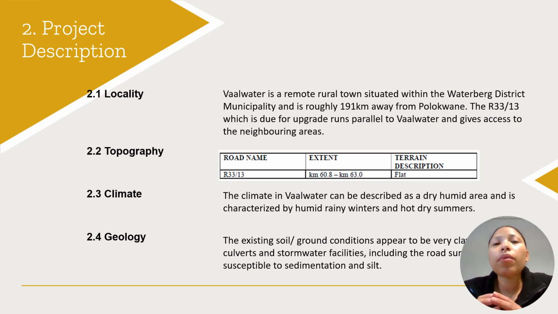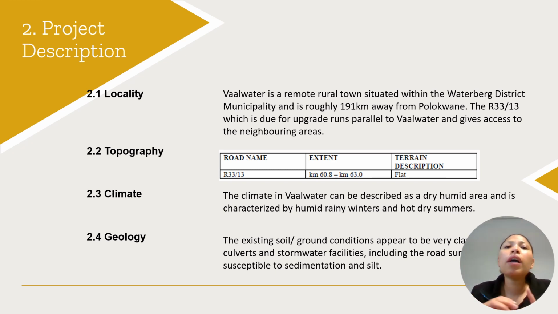So the topography of the area is relatively flat. So that means that there won't be much cut-off volumes within that area because of the corridor template. Then the climate in the area, Limpopo is known to be a very hot and dry province. So the winters can get humid and they'll have very dry summers.